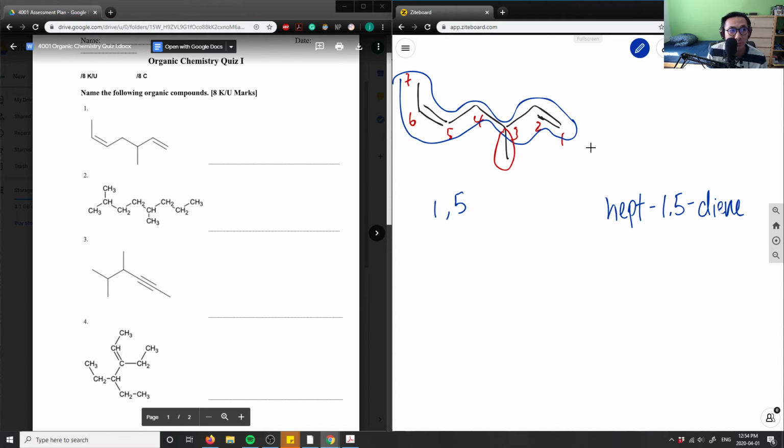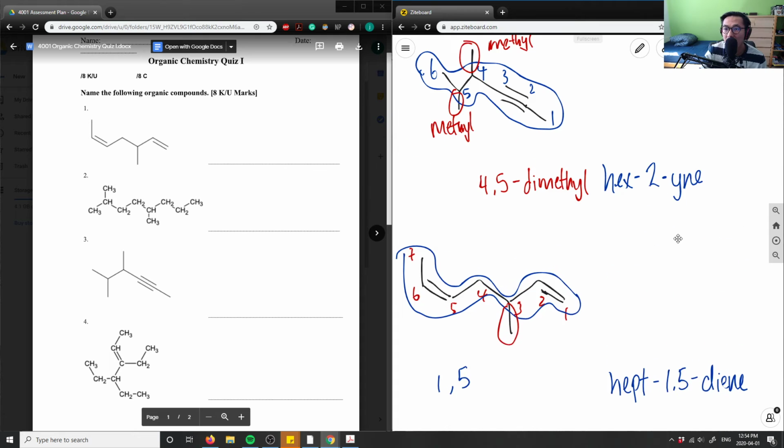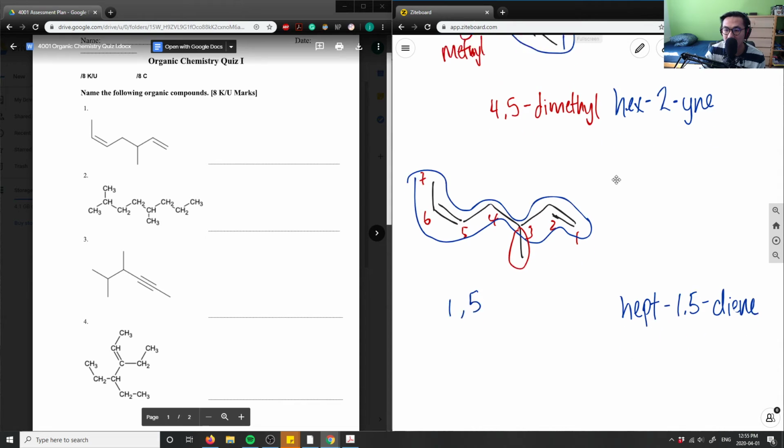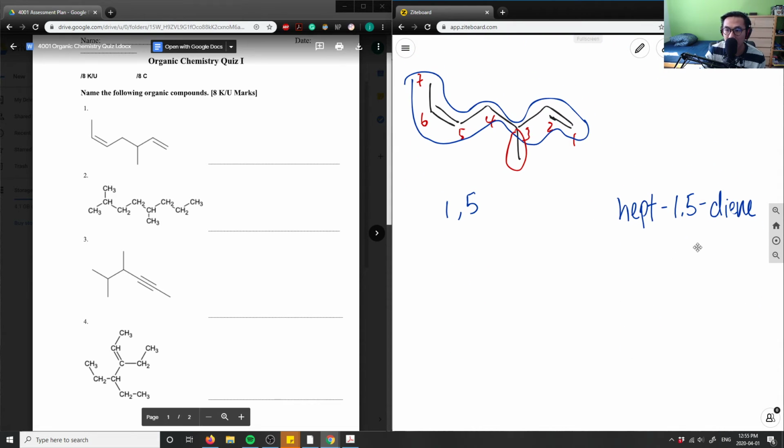It follows the exact same rules as my methyl groups from before, right? If I had 2 methyl groups, I could put the locations together, put 4 and 5, and put di, because there are 2 single methyl alkyl groups. In this case, I can do the same thing. 1, 5 means I have 1 and 5. I have 2 double bonds, 1 at 1 and 1 at 5. So I could put 1, 5, and put ene with a di in front of it, a diene, to indicate that there are 2 double bonds.